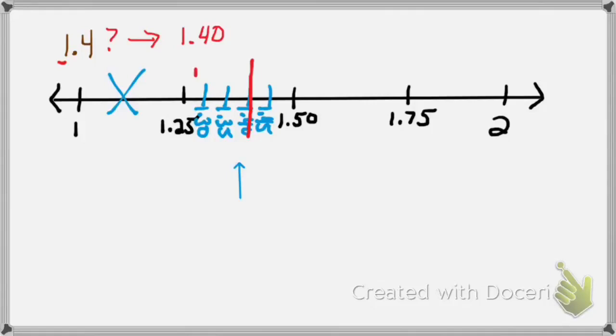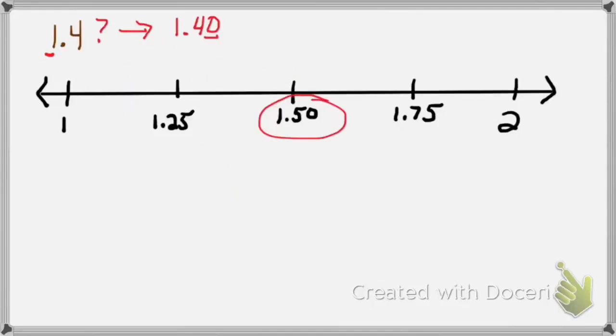I say that there are 1, 2, 3 spaces between 125 and 140. But between 140 and 150, there are only 1, 2 spaces. Therefore, it has to be closer to 150. So remember, if it doesn't have 2 digits in the decimal section, it's not in the hundredths, so I can add that place value 0. It makes it much simpler.